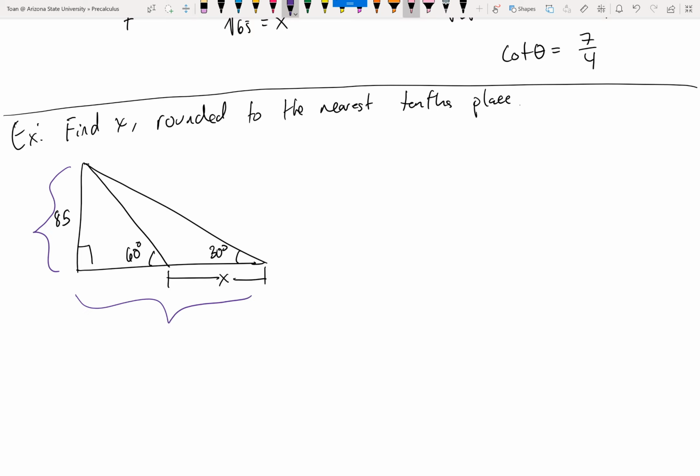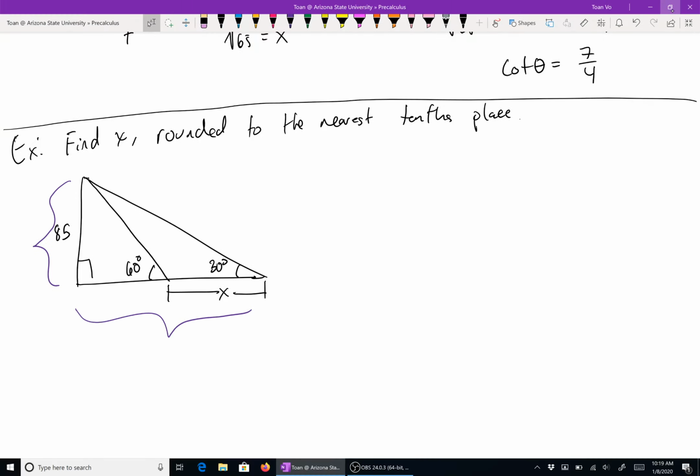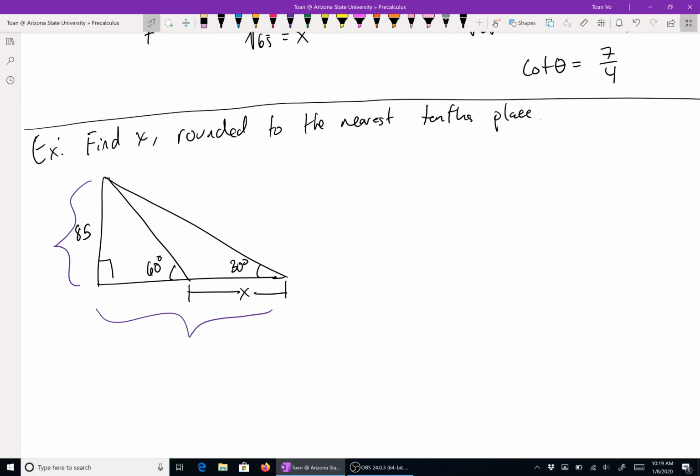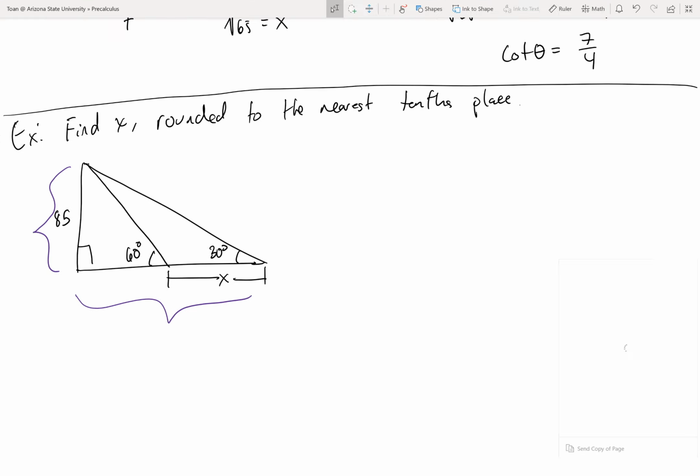But our ultimate goal is to solve for... sorry about that, technical difficulties. Our ultimate goal is to solve for this side length here.